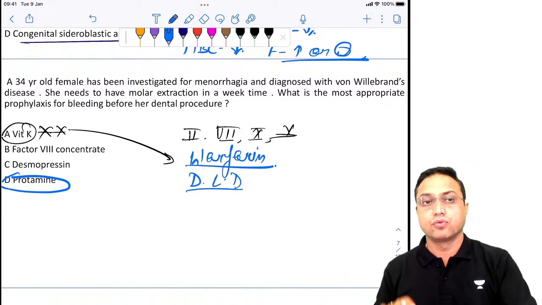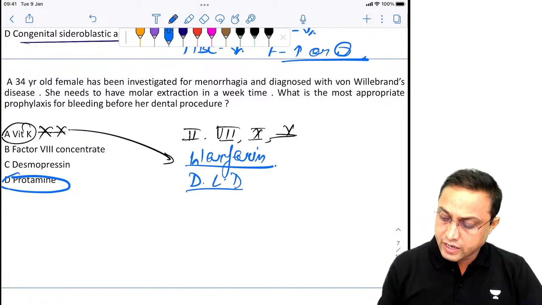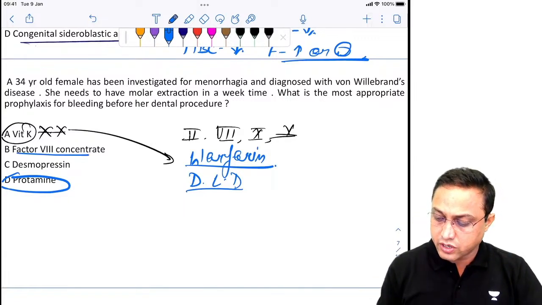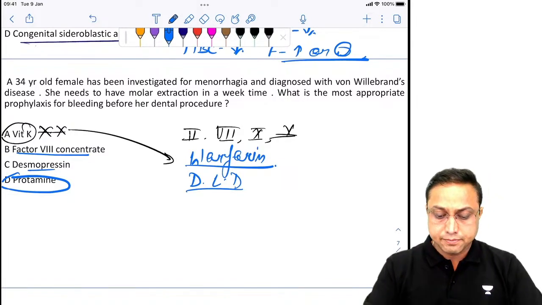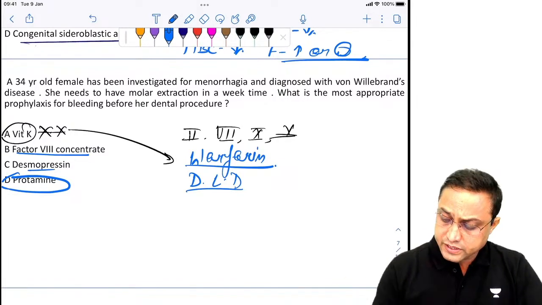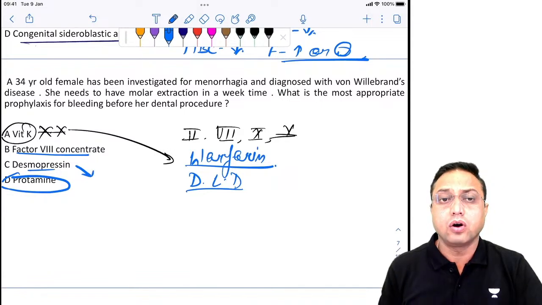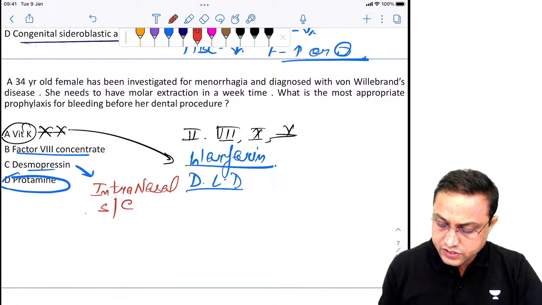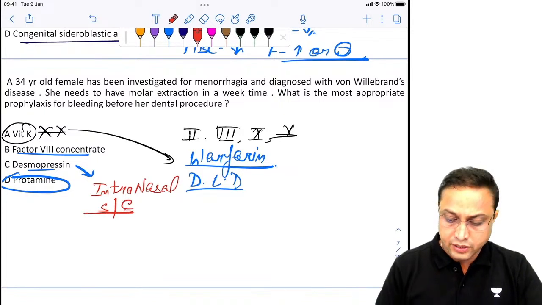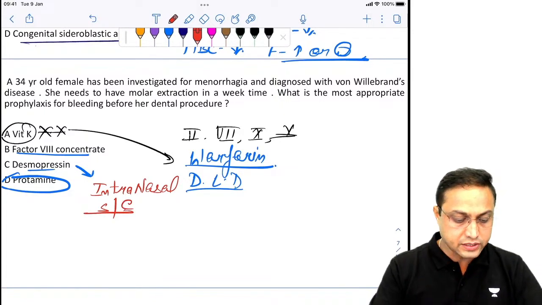First thing, we are left with only two options: factor 8 concentrates or desmopressin. Now understand the concept here, guys: desmopressin can be given on a regular basis. You can give it intranasally, you can even give it subcutaneously, right?